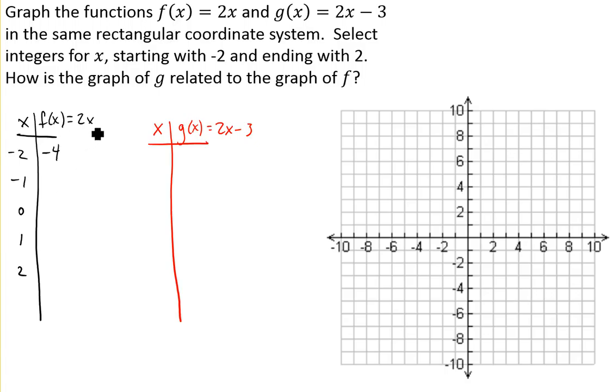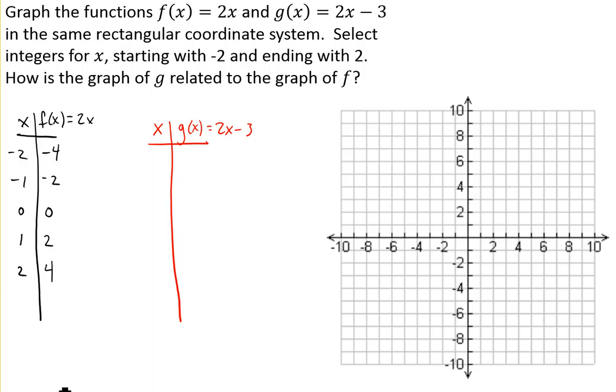Plugging in a -1 there is 2 times -1, so -2. Plugging in a 0, we get 2 times 0, which is 0. Plugging in a 1, 2 times 1, and plugging in a 2, we get 2 times 2. So that gives us those 5 points to plot for graphing that function f.